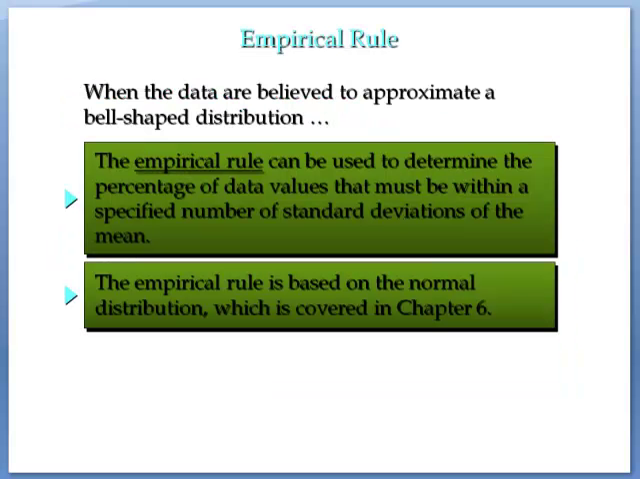Why does this matter? Because most data, by observation and by assumption, follow a bell-shaped distribution, which is a symmetric distribution. We can then use the so-called empirical rule to determine how many data points, what percentage of the observations, will be within a certain number less than or greater than the mean. We will cover this more fully in chapter 6.